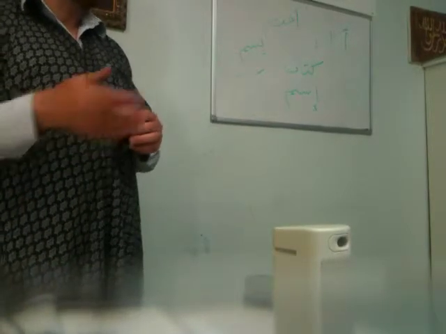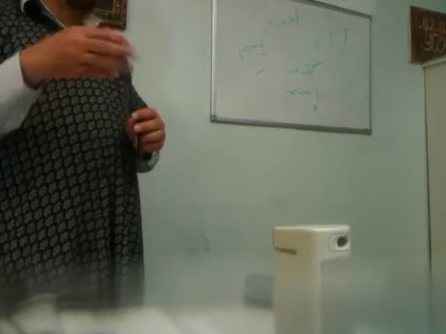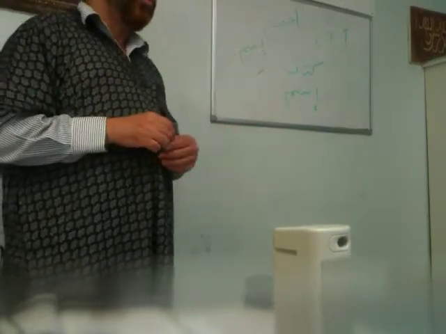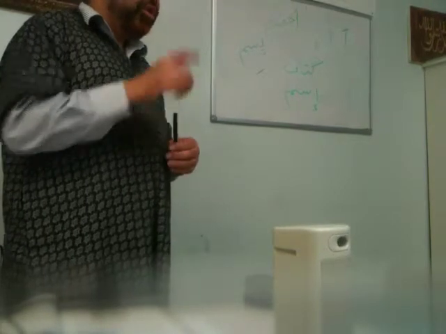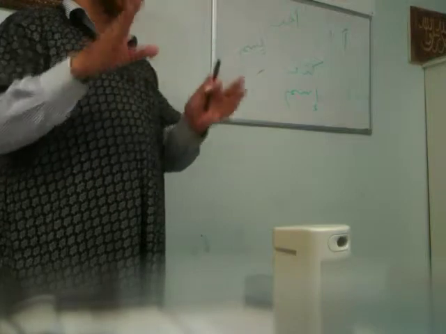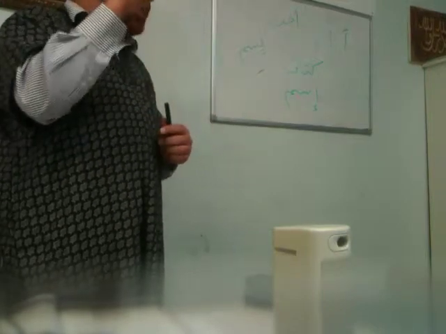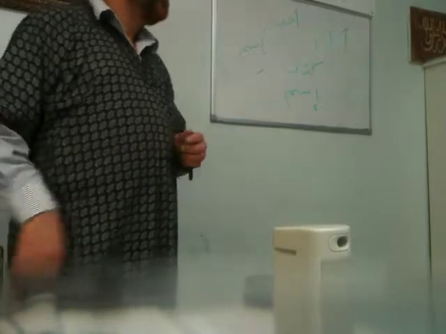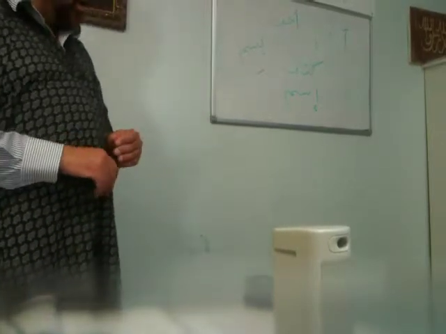Because one is singular, one is plural. You have different pronunciation for a singular word and different pronunciation for a plural word. Ukht with dhamma is one sister. Akhawat with fatha is many sisters. You also have waw in akhawat. You do not have that waw in ukht. Right. So it's not ukhwat, it's akhawat.